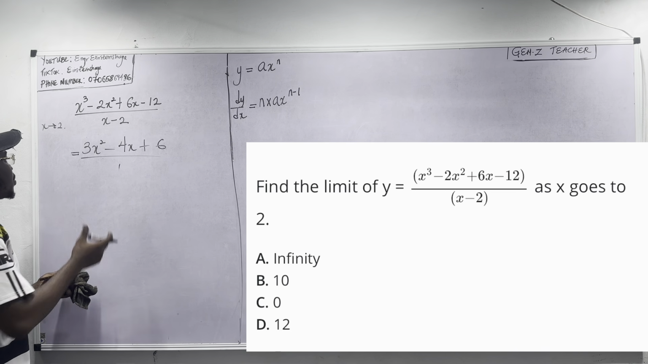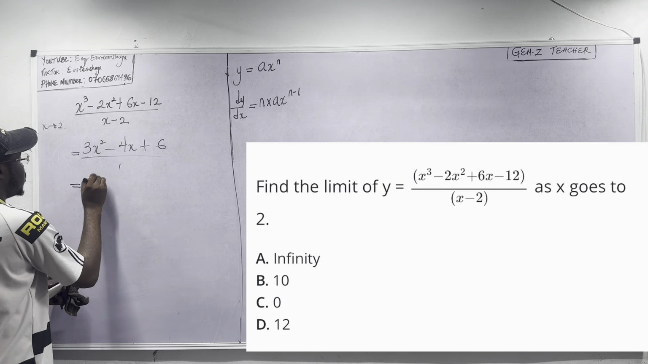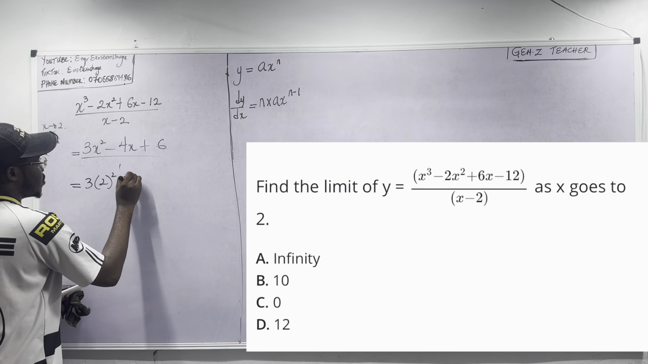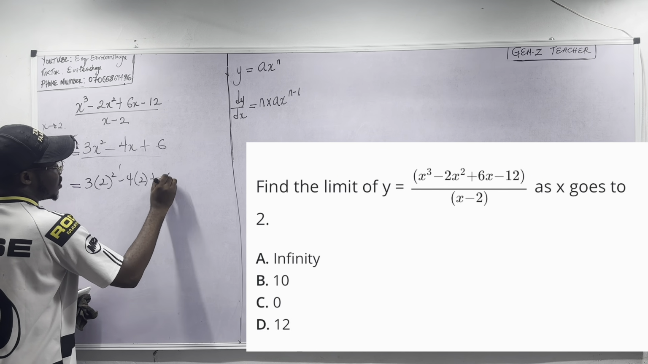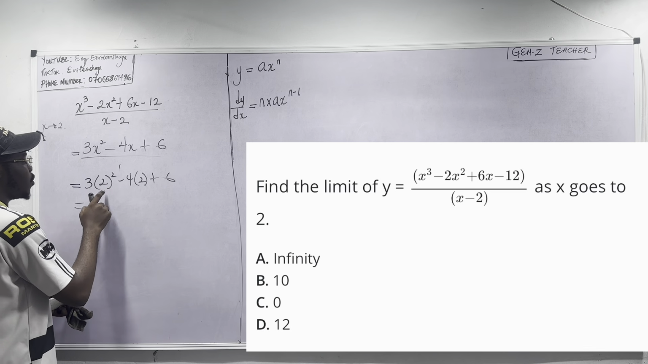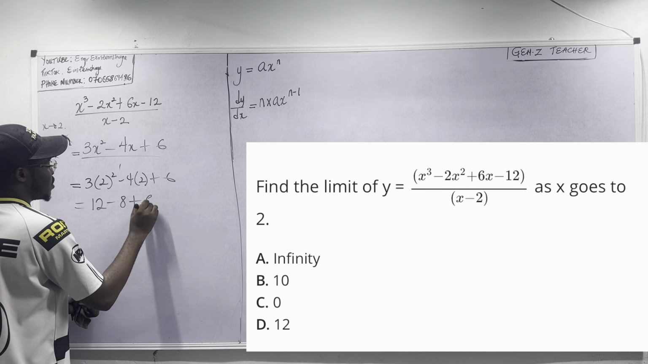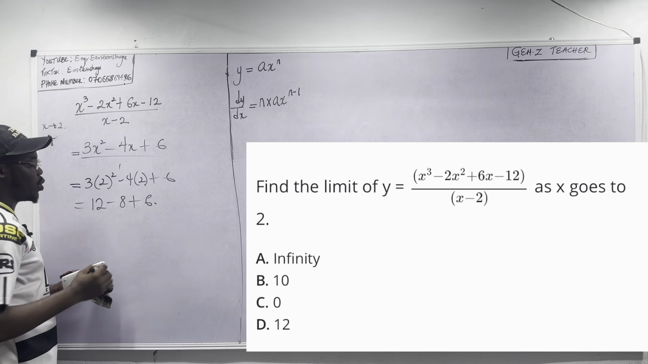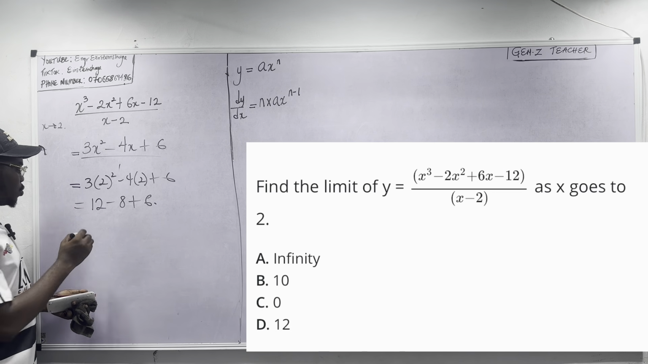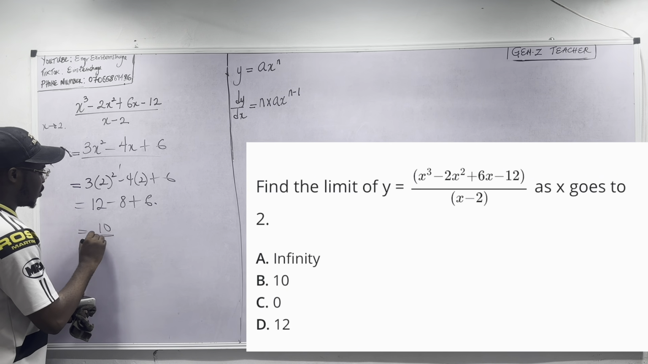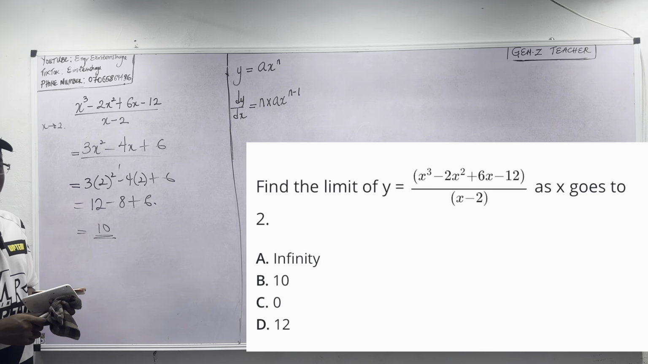So now, we'll put x as 2. So 3 into 2 squared minus 4 into 2 plus 6, okay? Now, 2 squared is 4, 4 times 3 is 12, 4 times 2 is 8, and plus 6, okay? Minus 8 plus 6, that's minus 2. 12 minus 2 gives you 10. So the answer to the question is 10.